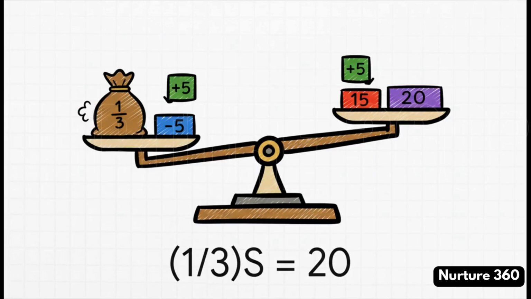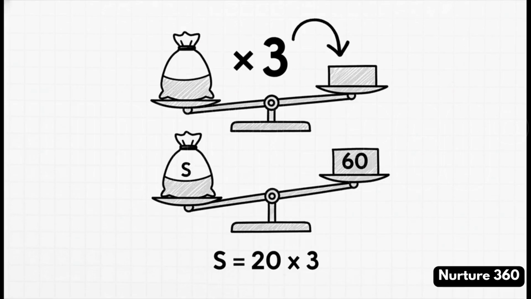Next up, we just follow our recipe. To start isolating that S term, we need to deal with that minus 5. So we do the opposite. We add 5 to both sides of our balanced scale. That gives us 1/3 S equals 20. We are so close. And now for the final move.